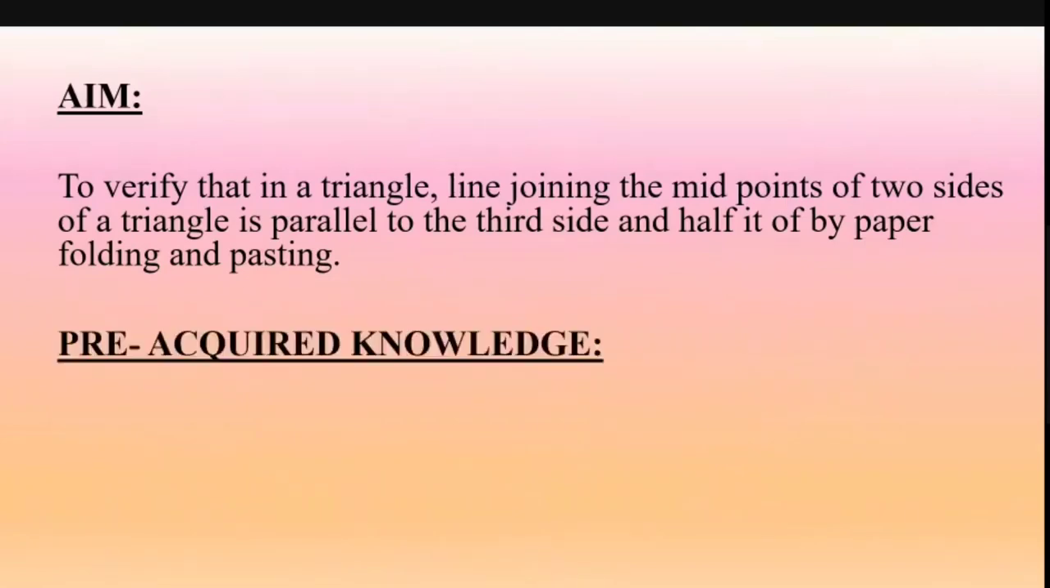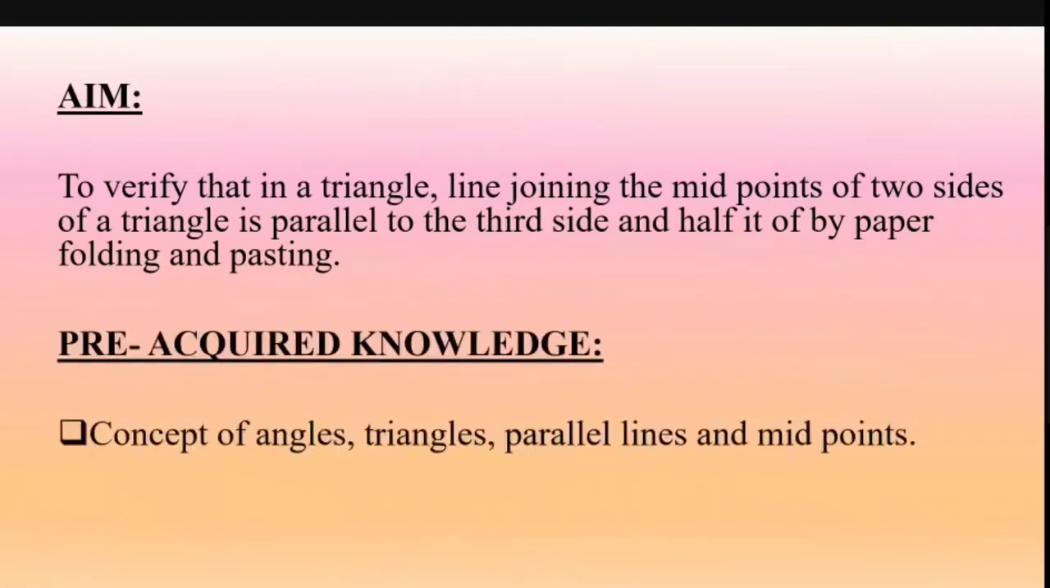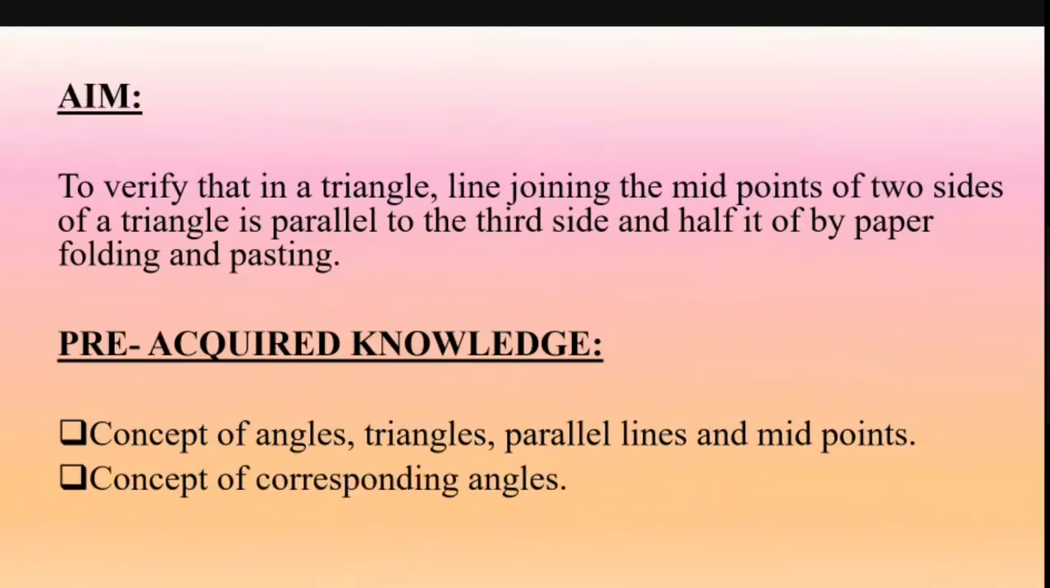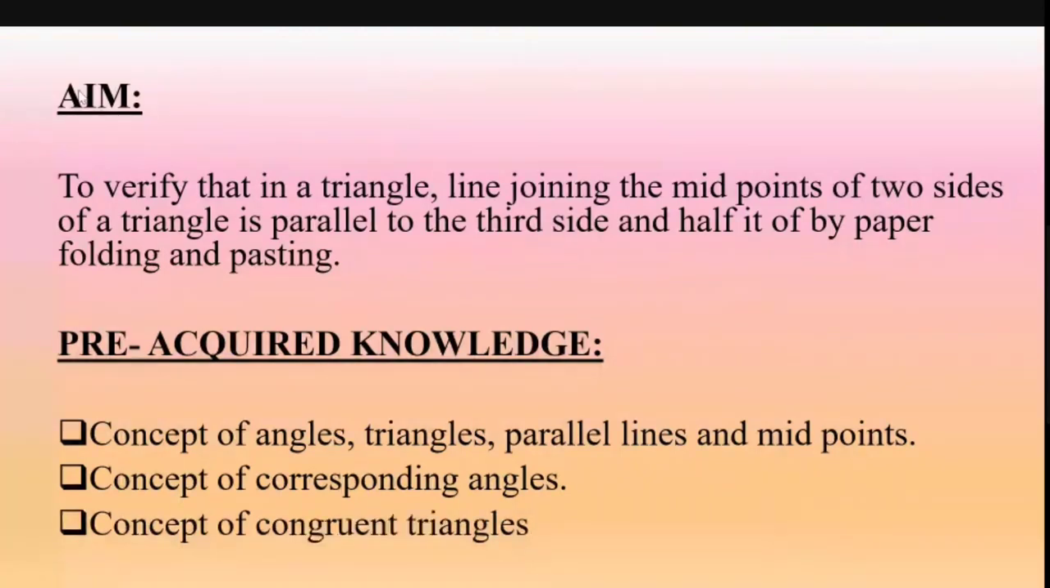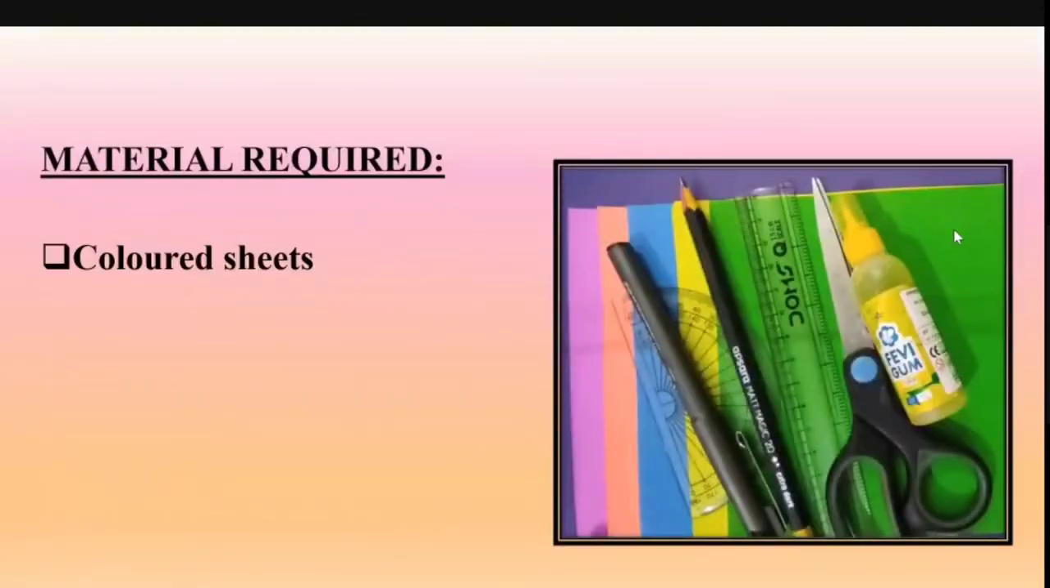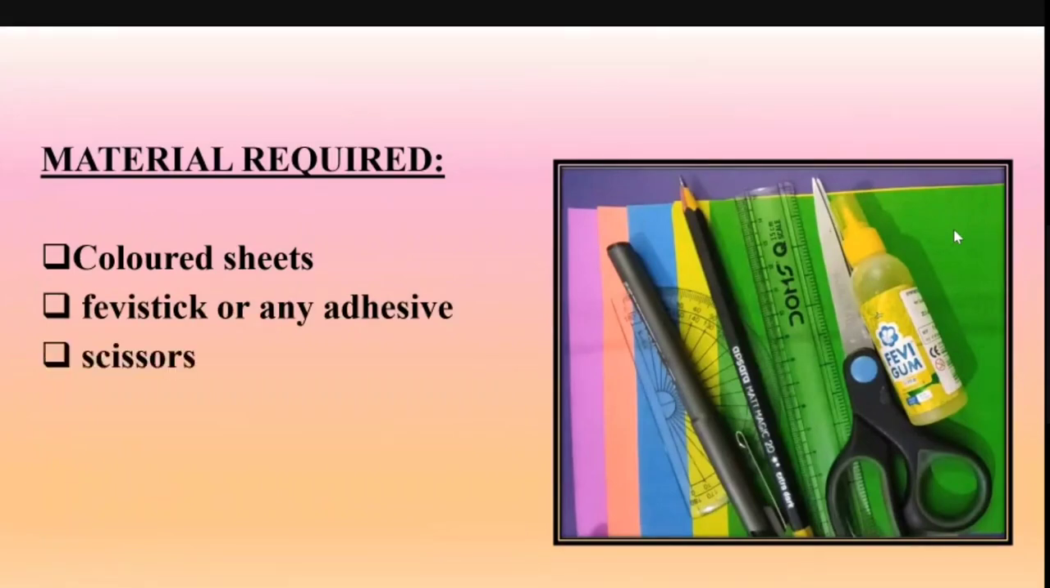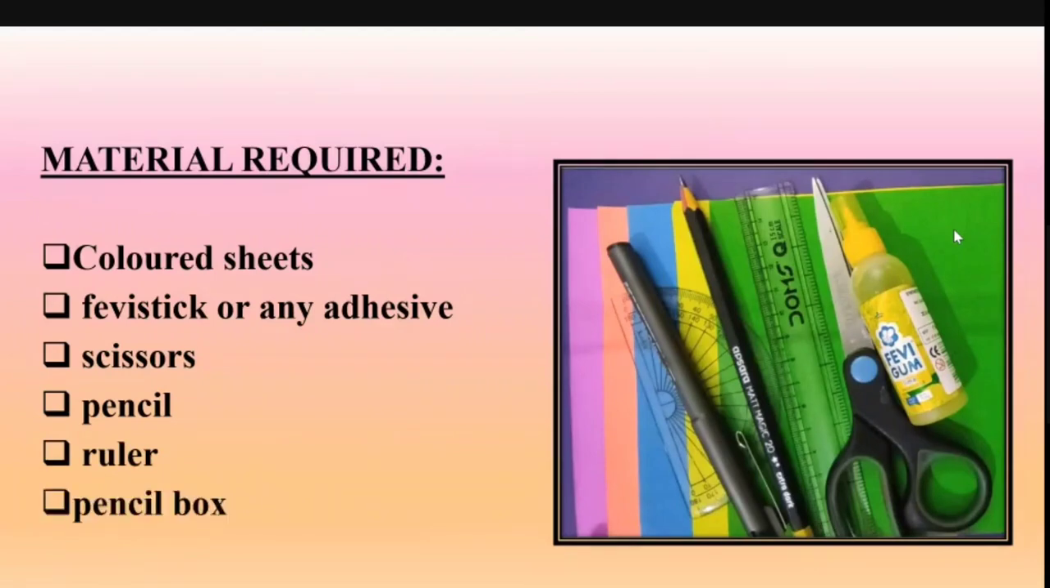What is the pre-acquired knowledge for the activity? We need to know about the concept of angles, triangles, parallel lines, and midpoints. We need to know about the concept of corresponding angles and about the concept of congruent triangles. So let us see what all is required. We'll be needing the origami sheets or the colored sheets, the fevistick or any other adhesive, the scissors, then pencil, ruler, pencil box. So let us see how we do the activity.